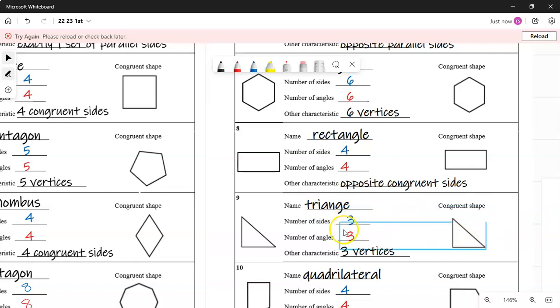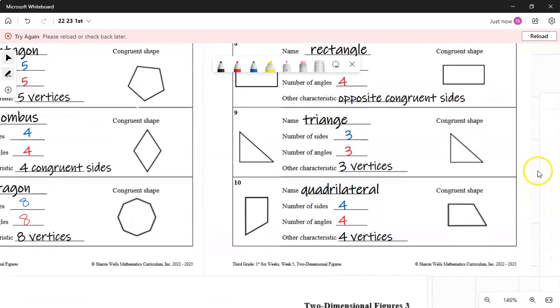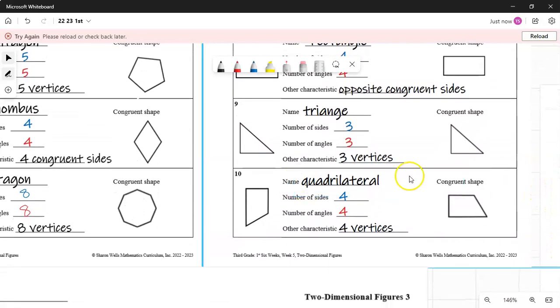Triangle, 3 sides, 3 angles, and the characteristic I said for it is 3 vertices. And this one happens to be a right triangle because it has a right angle right there, and we'll talk about different types of triangles later on. And this one's a quadrilateral. If you wrote it's a trapezoid, it is actually a trapezoid also, because it has 1 set of parallel sides right there. But it does have 4 sides, 4 angles, and 4 vertices.